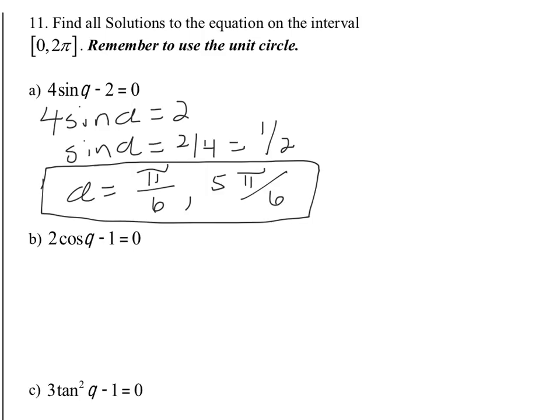For this first equation, first we add 2 to both sides of the equal sign, and we get 4 sine alpha equals 2. Then we divide by 4, and we get sine alpha equals 2/4 or 1/2. And then we look at our unit circle to see where sine is 1/2. We find that the sine of the angle is 1/2 when the angle is pi over 6 and 5 pi over 6. Those are the 2 places on the unit circle where the sine of the angle is 1/2.